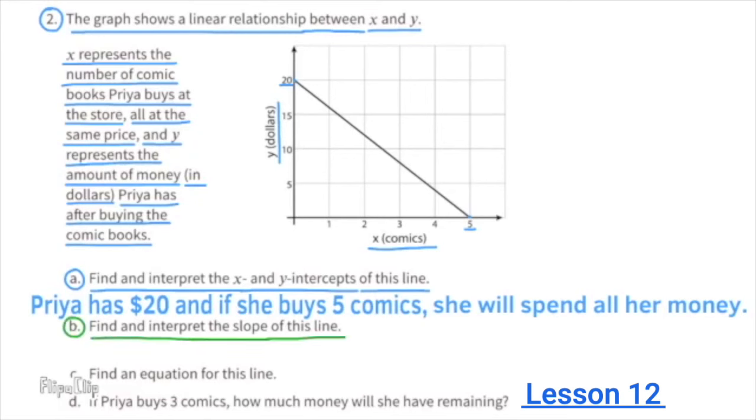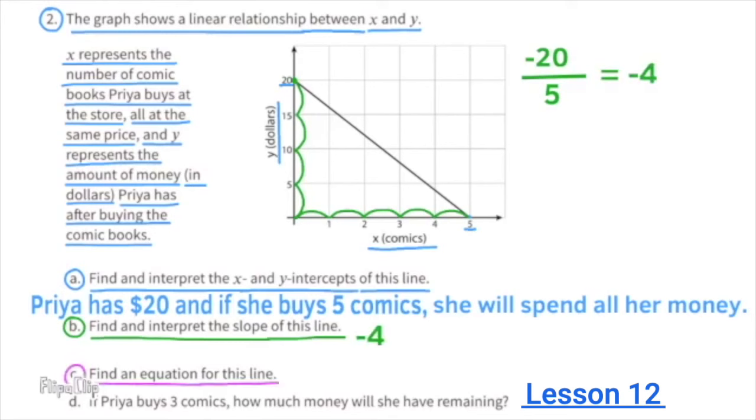B. Find and interpret the slope of this line. I'll start at the y-intercept, and I'll count down 5, 10, 15, 20. That's down 20, or negative 20. And to the right, 1, 2, 3, 4, 5. That's 5 to the right. Negative 20 divided by 5 equals negative 4. The slope of this line is negative 4.